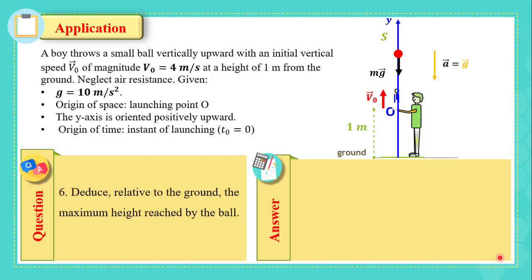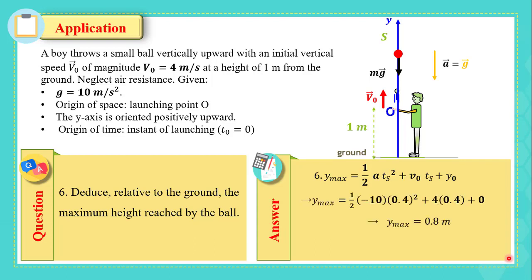Finally, we are asked to deduce, relative to the ground, the maximum height reached by the ball. Also, we need to use the time equation related to the position, where y max, here we are using y since the axis is the y-axis, not the x-axis, y max is equal to half a Ts squared, which we have calculated in the previous part, plus V0 Ts plus y0. Actually, y0 is equal to 0 since the origin of space is the launching point O at the instant t0 equal to 0.